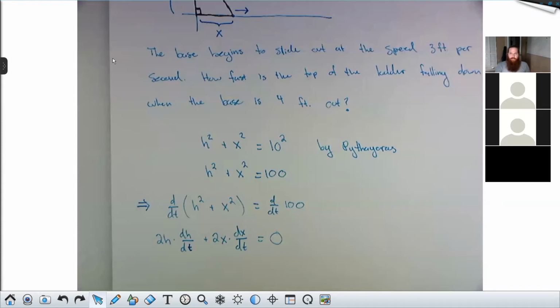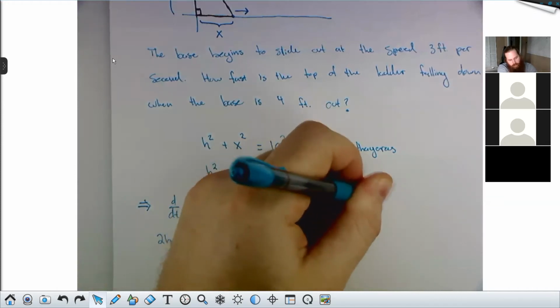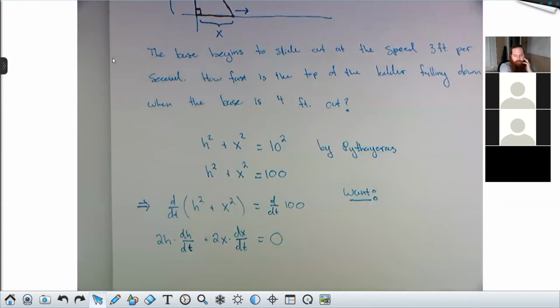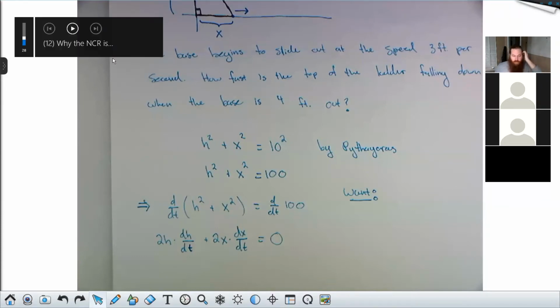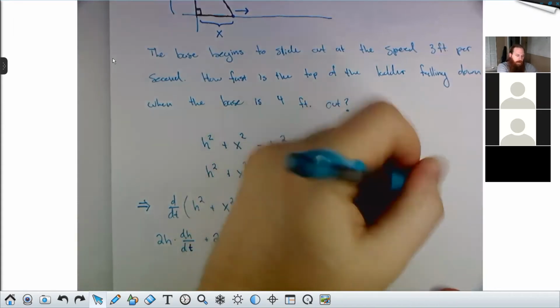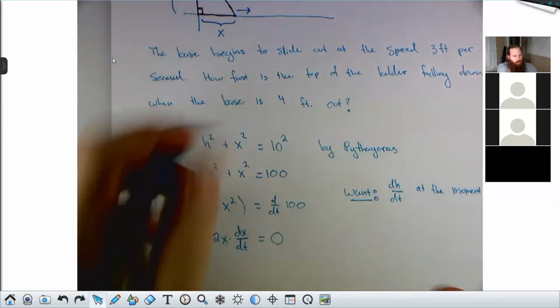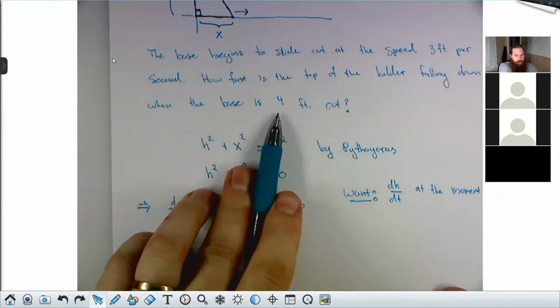So this is now the step where I stop and I ask, what do I want and what do I know? So what do I want? What am I looking for? dh/dt, right. I want to know how fast is the height changing? At the moment when x is equal to 4.